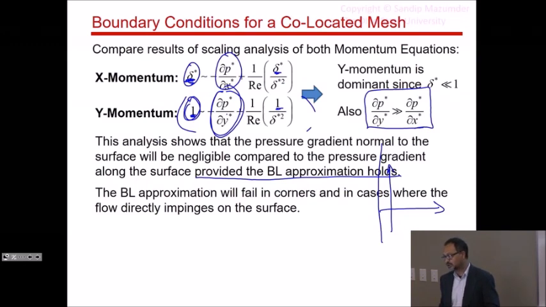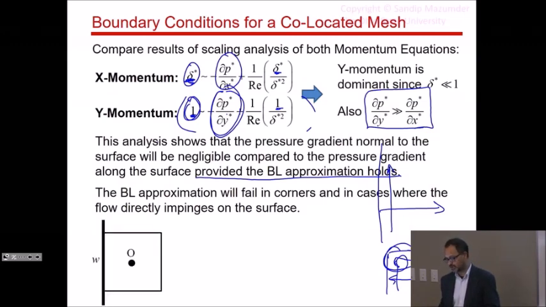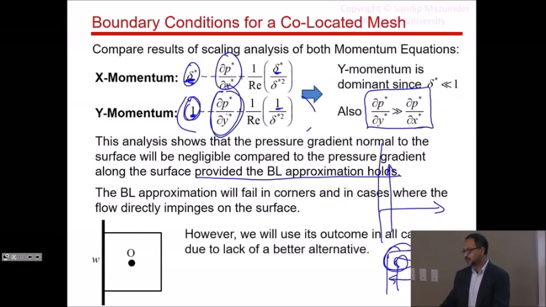And it will fail in corners, we know that. Okay, because in a corner we don't have this kind of a scenario, you know, flow is coming in like that, all of a sudden it gets arrested and changes direction, all sorts of things going on in that corner. Okay, it's not a boundary layer clearly. Or when flow impinges on a wall directly. Okay, so all these scenarios are special scenarios where this boundary layer approximation may fail. However, we will use its outcome in all cases due to lack of better alternatives.